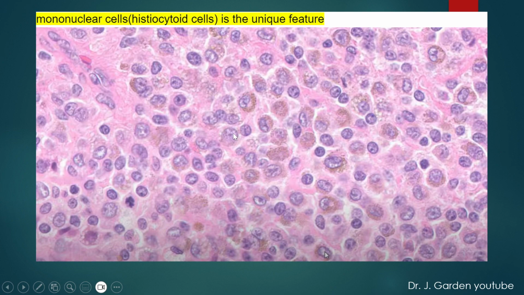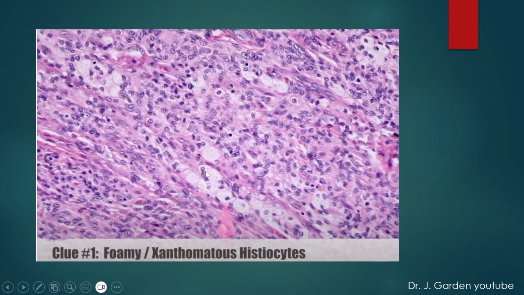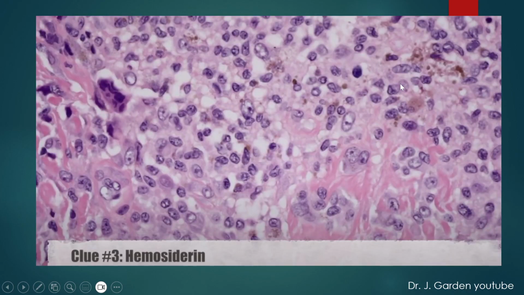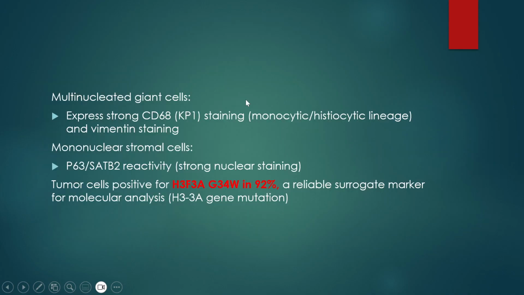If you cannot find tons of giant cells, you need to find this mononuclear cell. Another feature is foamy histiocytes, which also support the diagnosis. Then we have this sclerotic stroma, another characteristic finding. And again, highlight this hemosiderin. The immunomarkers are not really specific, but right now we have a kind of specific mutation. In this histone 3 protein, we find the gene mutation H3F3A G34W.